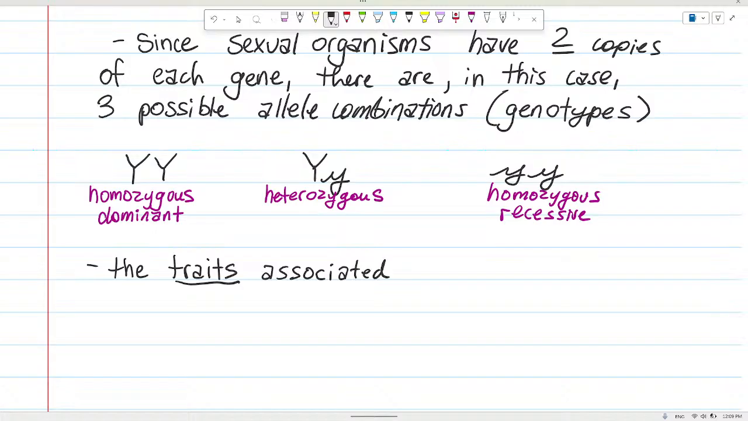From phenos, which means appearance. So genotype is the type of genes it has. Phenotype is what its appearance is. Type of appearance. So the traits associated with each genotype are the phenotypes.